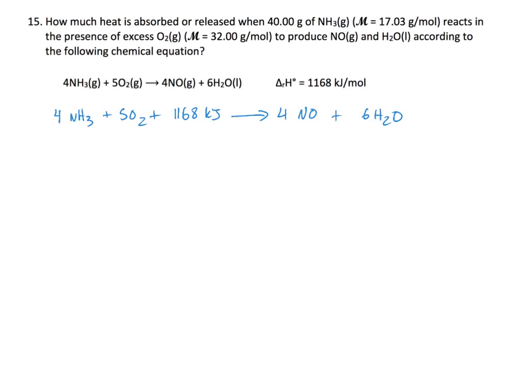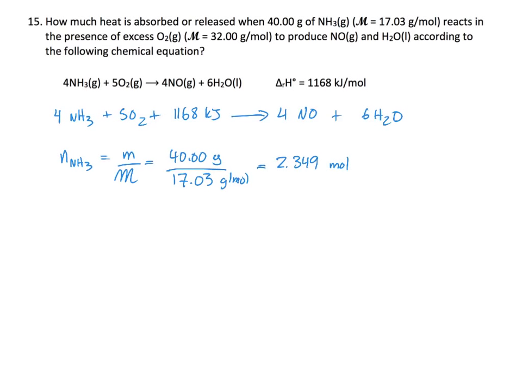Okay, so what we want to do is figure out for 40 grams of ammonia how much heat is going to be absorbed as part of that process. So we need to convert, first of all, our mass into moles because it's a stoichiometry question. So our moles of NH3 is mass over molar mass. 40.00 grams divided by the molar mass of ammonia, 17.03 grams per mole, is 2.349 moles.